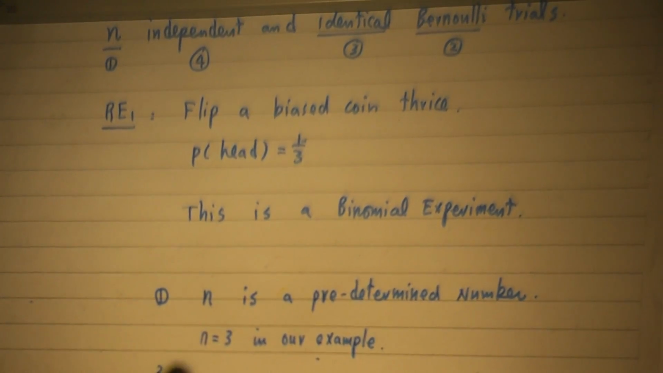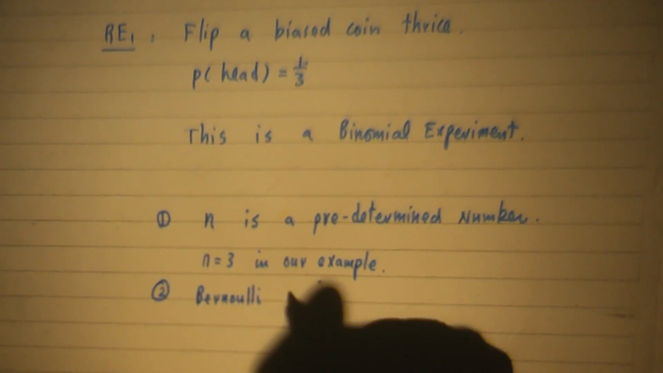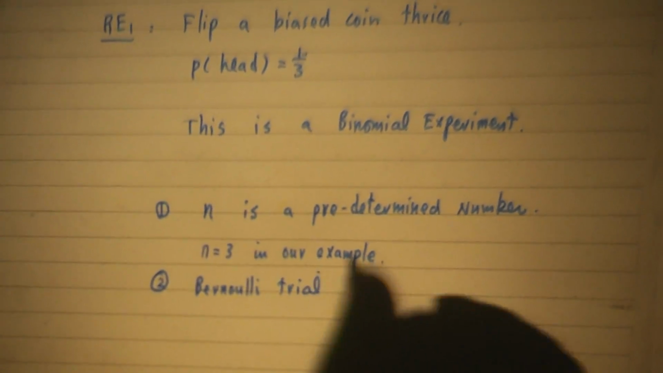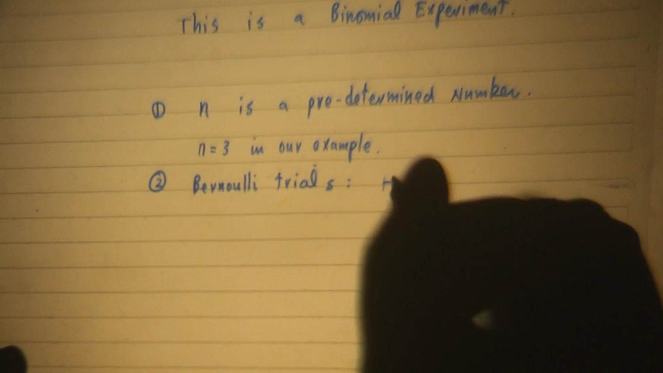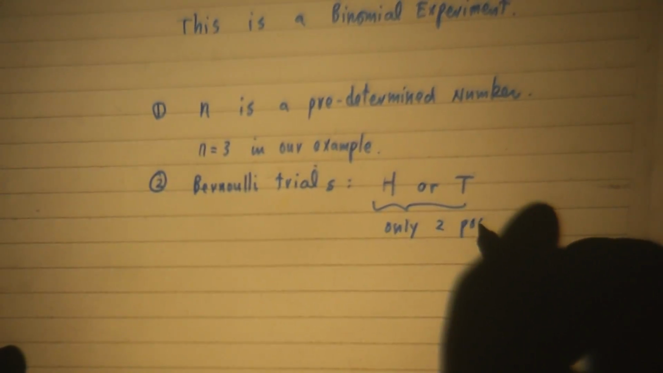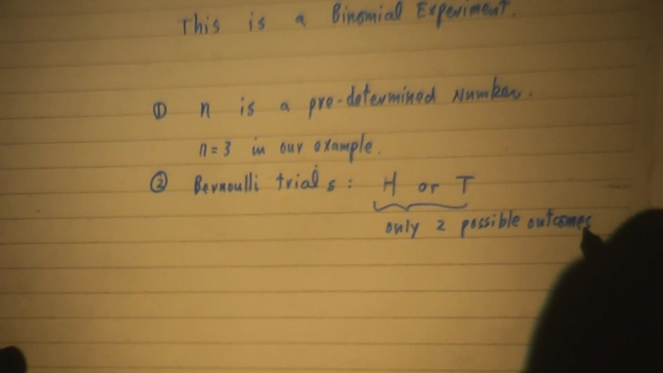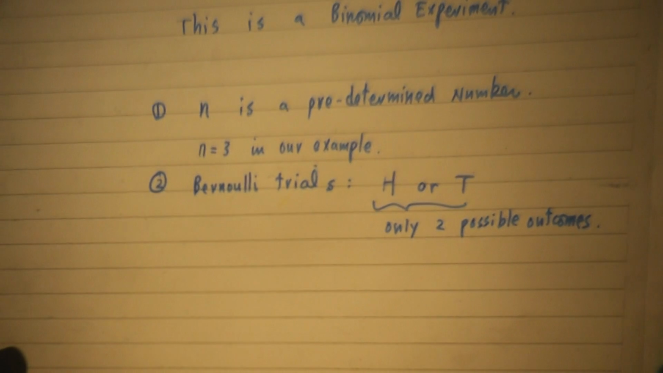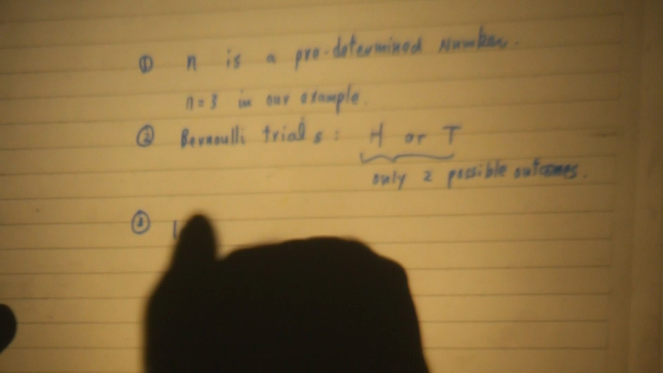Second one, it's a Bernoulli trial. Because in this experiment, on each flip, either you see a head or you see what? A tail. You have only what? 2 possible outcomes. You can only see 2 possible outcomes. And third, identical trials.